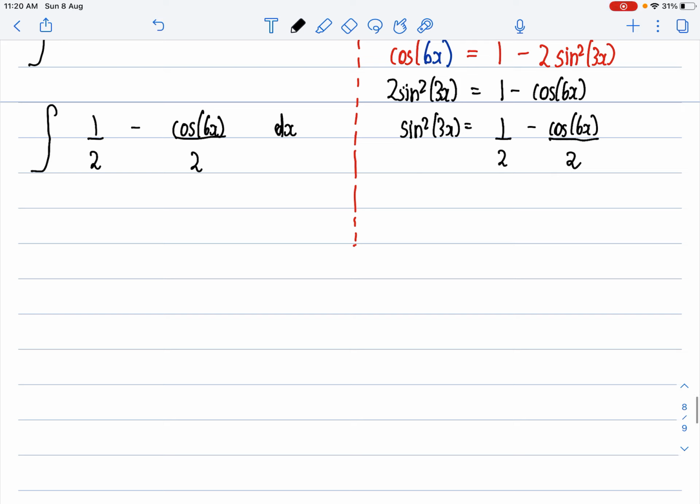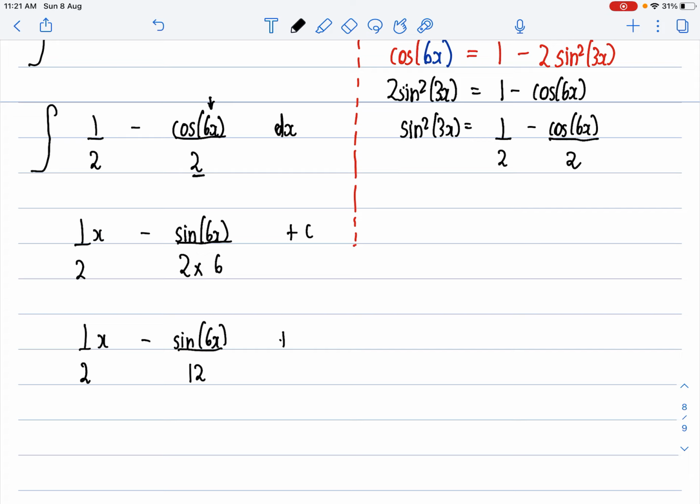Okay, now I have the integration of 1 over 2, which is 1 over 2x, minus I have the integration of cos. What is the integration of cos? It's sine. So I write sine 6x divided by, there's a pre-existing 2, so I write the 2, multiplied by the differentiation of 6x, or the coefficient of x, which is 6, plus c. So I can write this as half x minus sine 6x over 12 plus c.